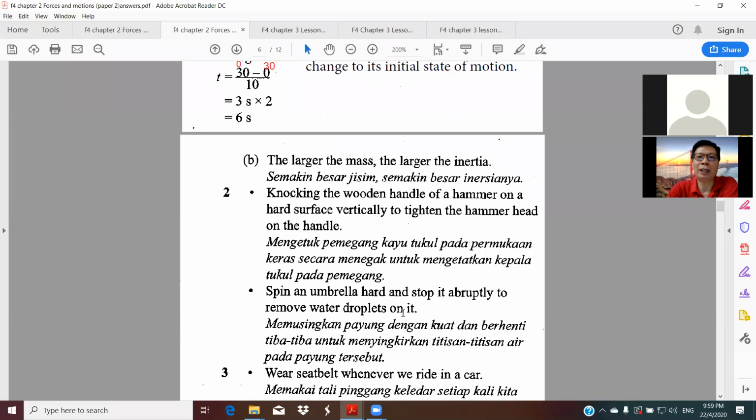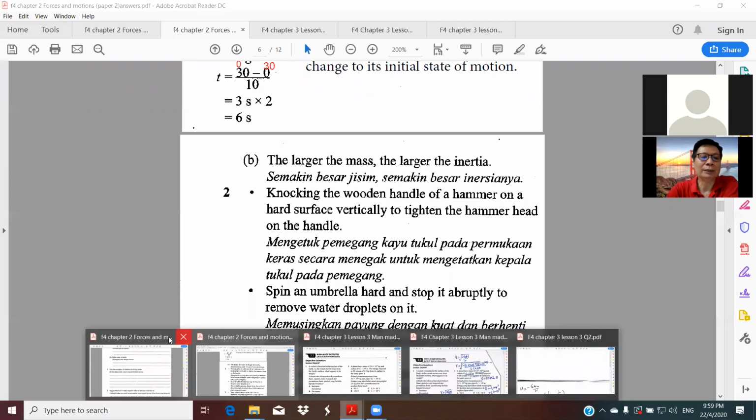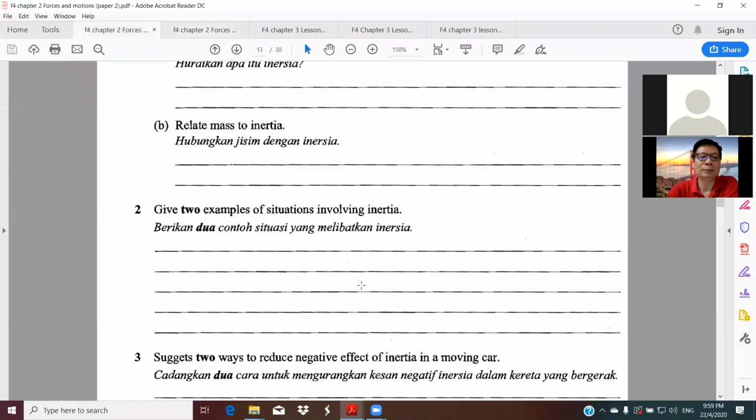You can also say a passenger in a moving bus moves forward when the bus stops suddenly. Also can, right? So many examples. Okay, next. Number 3.